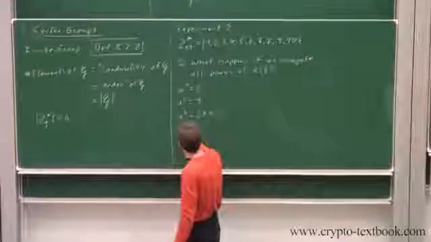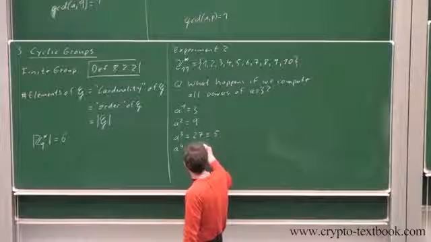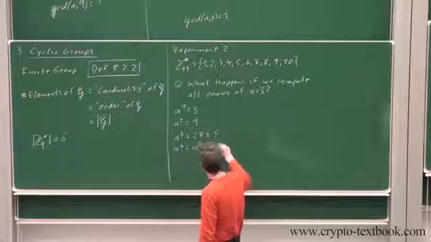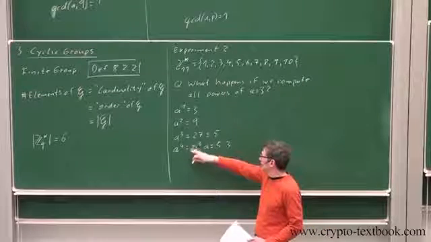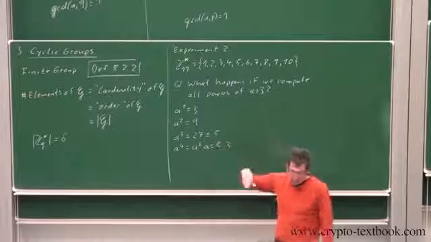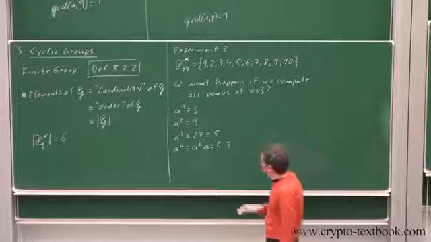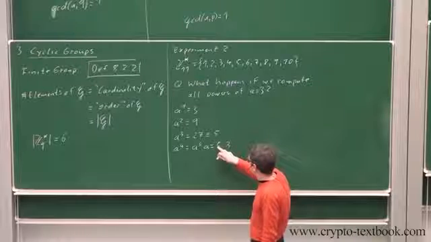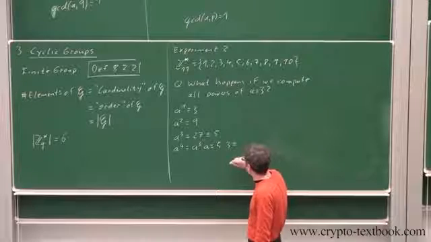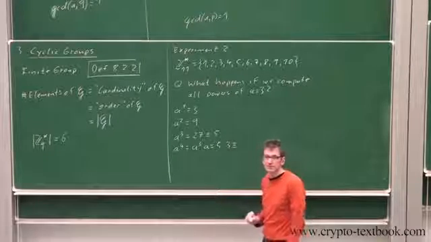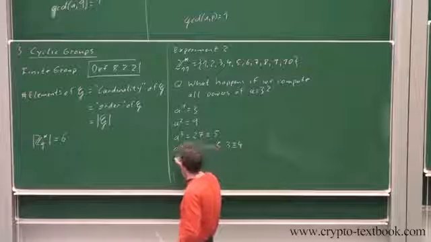Okay, let's continue. A to the 4 is a to the 3 times a, so this is 5 times 3. This is just a shortcut. Otherwise 3 to the 4 is 81, and then it's getting really hard with the mental arithmetic, but here this is easier. 5 times 3 is 15, modulo 11 is 4, very good. 4 is the result.